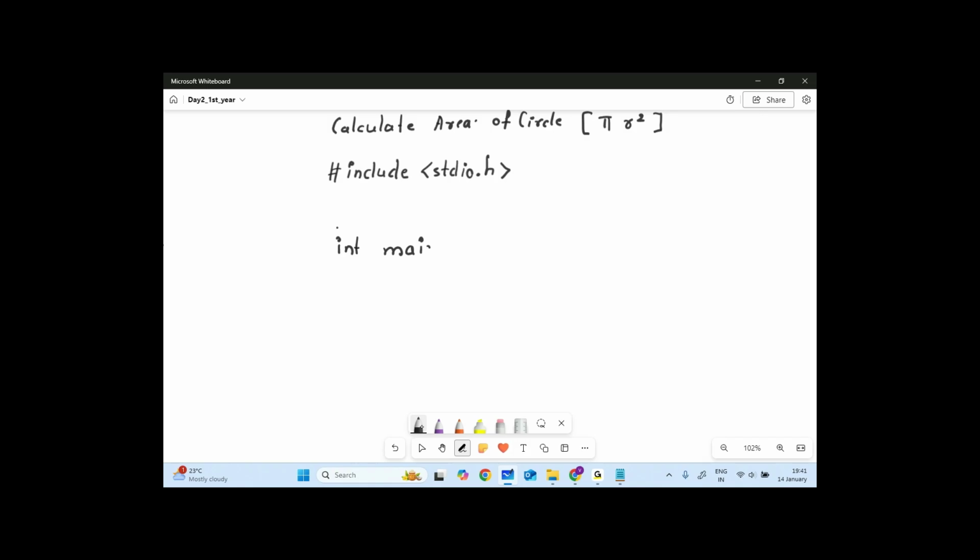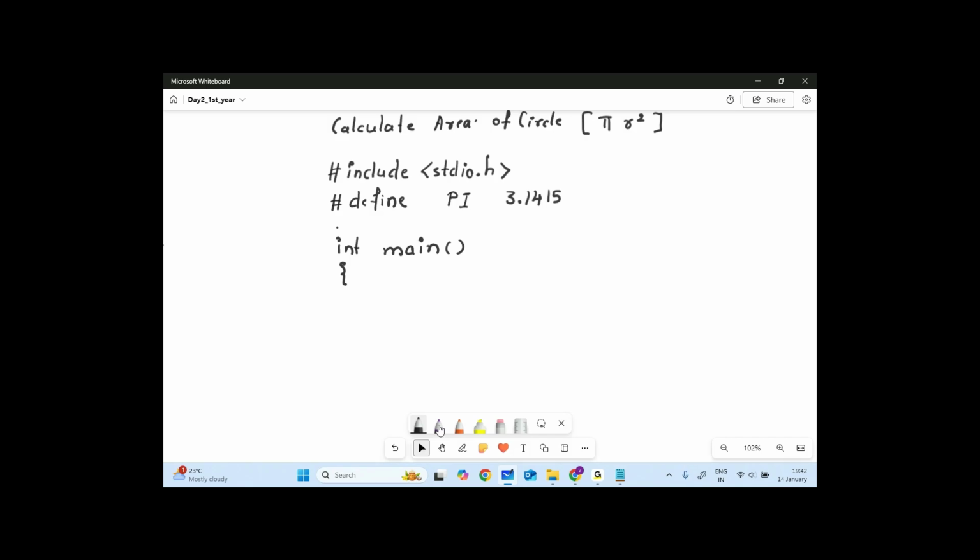Okay, now I want to define the pi value as a constant, because don't you think the pi value is fixed always? Pi value, that is 3.1415927, something like that. It is always fixed, it will never change. So what I will do is define pi as #define PI 3.1415. So I am defining the pi value as a macro or a constant, because it will always remain fixed.